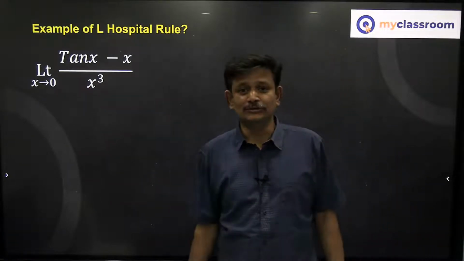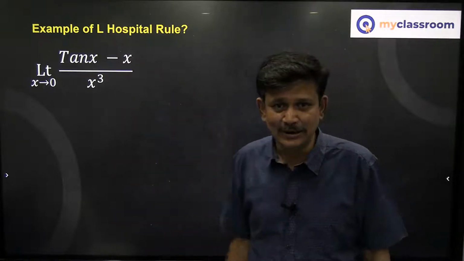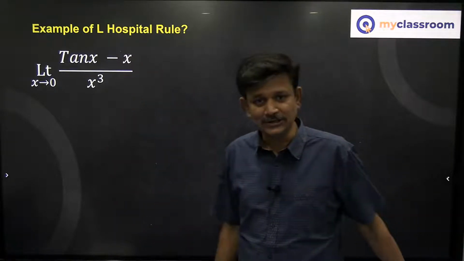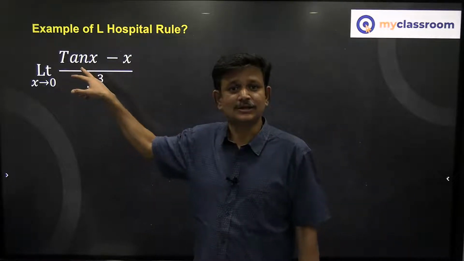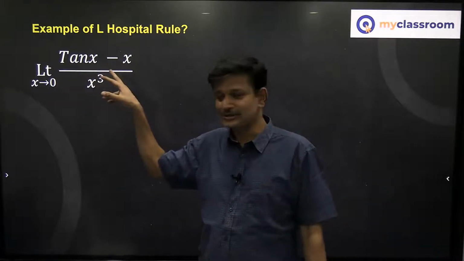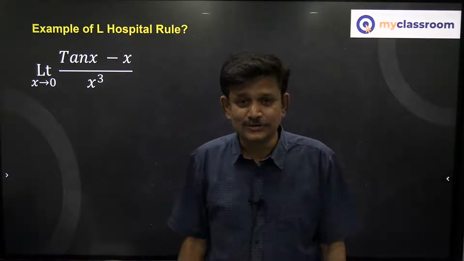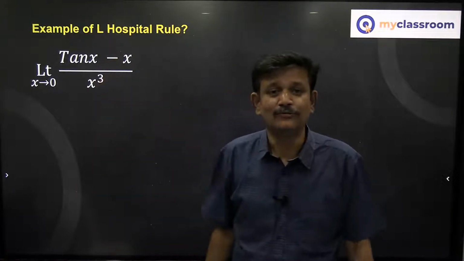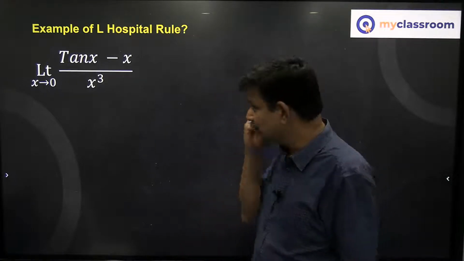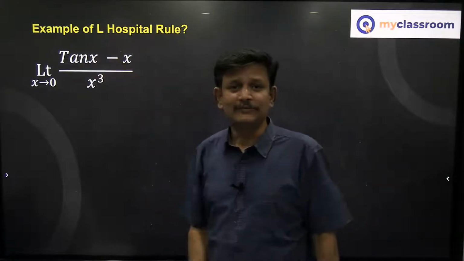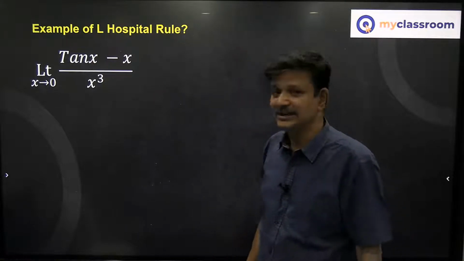Limit x tends to 0, tan x minus x by x cube, a standard limit, a very important one. As x tends to 0, tan x is close to 0, x is close to 0, x cube is also close to 0. So this is 0 by 0 form, and you can apply L'Hospital rule. So what does it say? You can happily differentiate numerator, differentiate denominator.